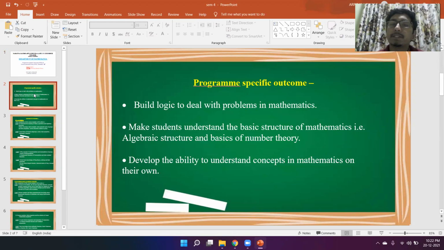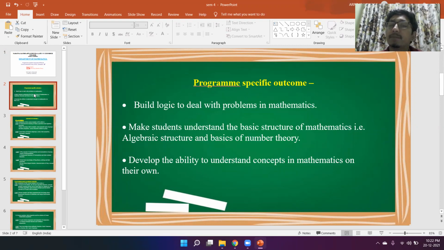Then, program-specific outcomes. The program-specific outcomes mean what you will be able to learn from both the papers in common, that is, to build logic to deal with various problems in mathematics. So both papers are of pure mathematics, so they will definitely help you to develop your logic to solve various types of problems in mathematics.